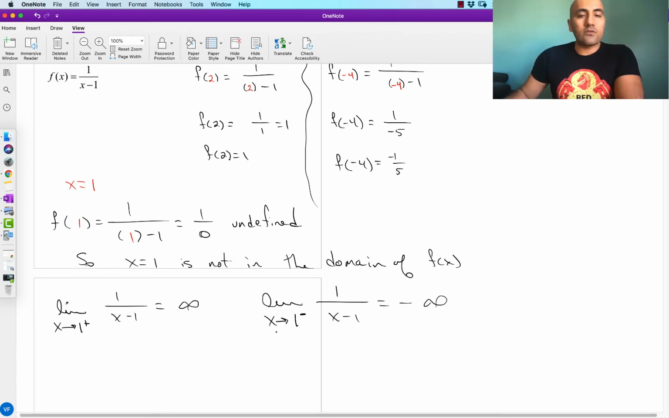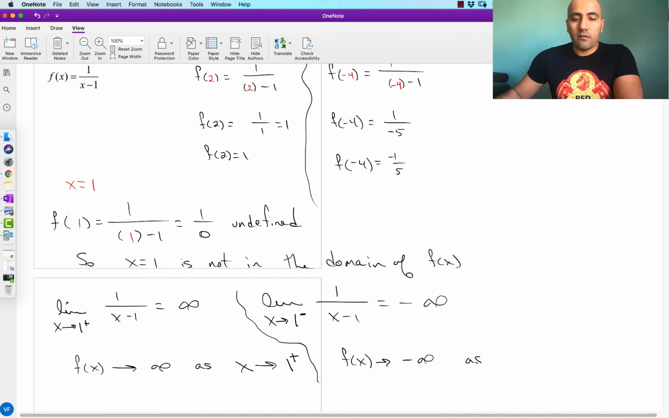Okay, so this is one way to express it. Another way to express it would be to say that f of x approaches infinity as x approaches 1 from the right-hand side. That would be that one. Or we can say f of x approaches negative infinity as x approaches 1 from the left-hand side. Right? That would be another way of saying this one. Either one is fine, but this one is the one that's most popular, though some people really like expressing it this way. Note that I've put a restriction here.